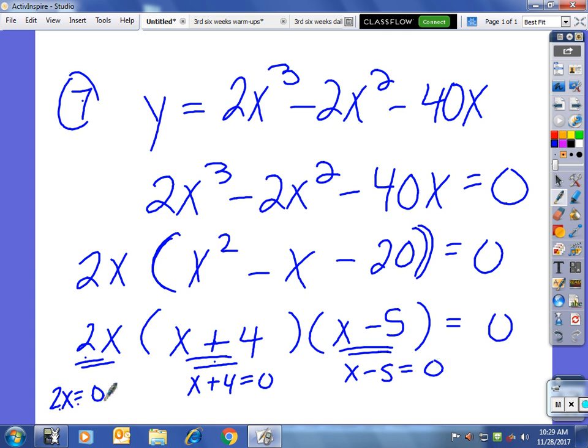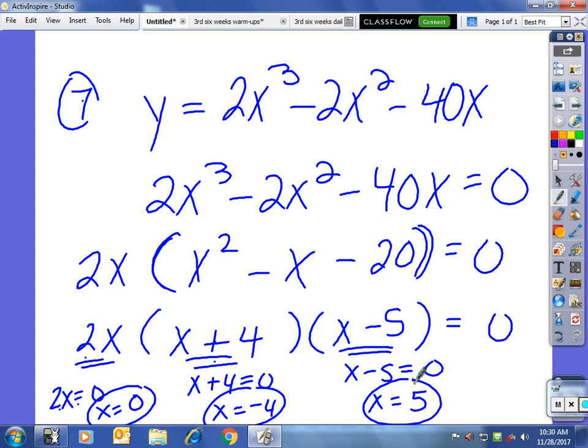Well, if 2x equals 0, what does x equal? 0. This one also crosses at the origin. What does x equal here? Negative 4. And what does x equal here? Positive 5. So I have three solutions. 3 points would be (0, 0), (negative 4, 0), (5, 0). And in set notation, you could just list them. Negative 4, 0, 5.